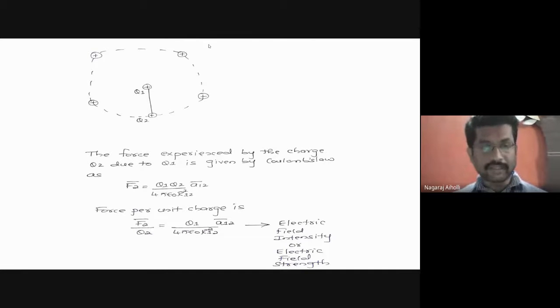Correct? That is what is explained here. The force experienced by the charge Q2 due to Q1 is given by Coulomb's law. That is F2 bar is equal to Q1 Q2 divided by 4 pi epsilon naught R12 square into A12 bar. The same formula that we have used till now.